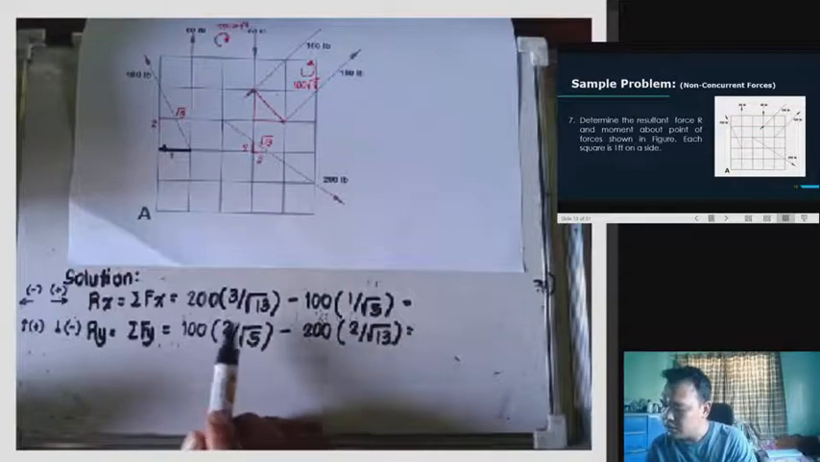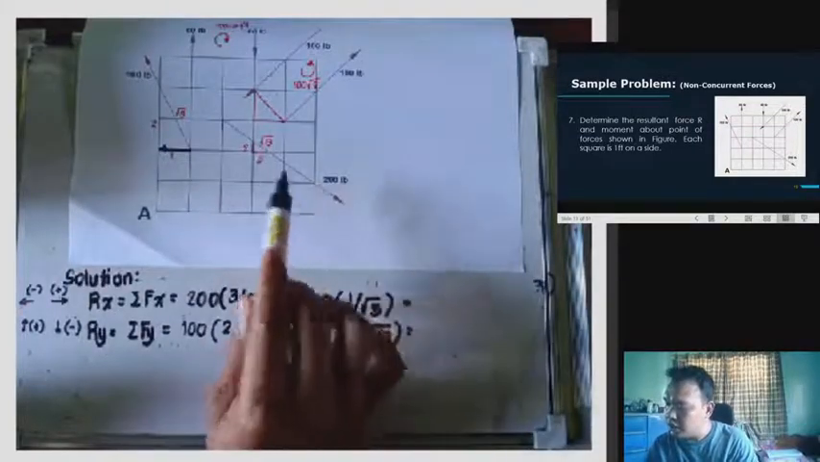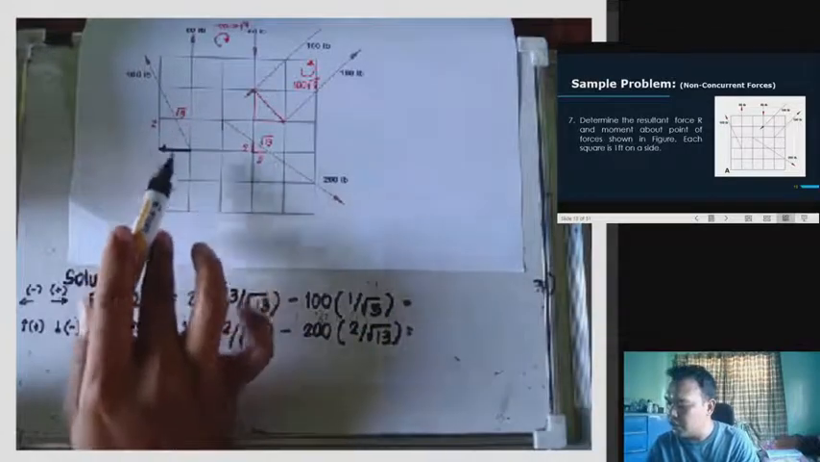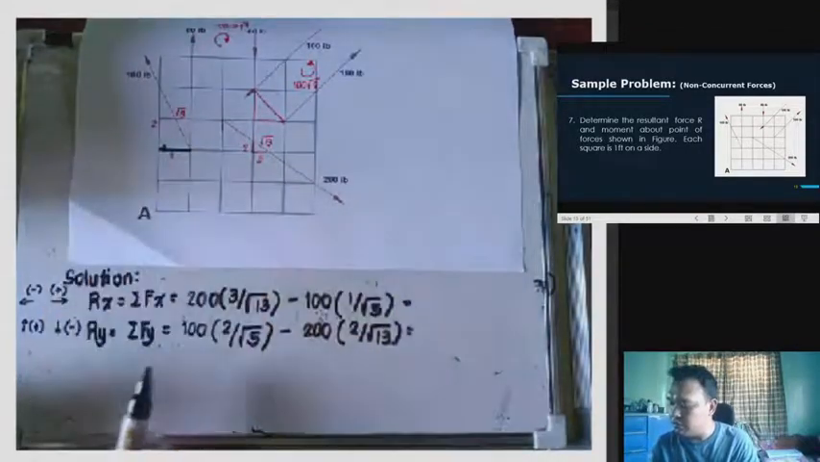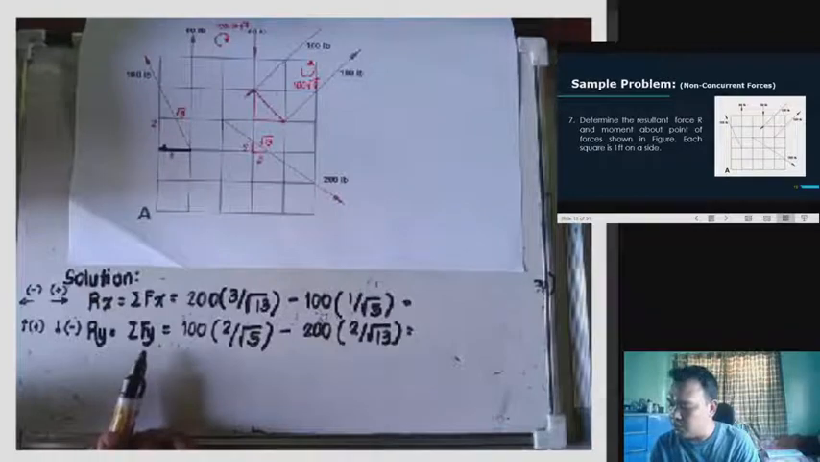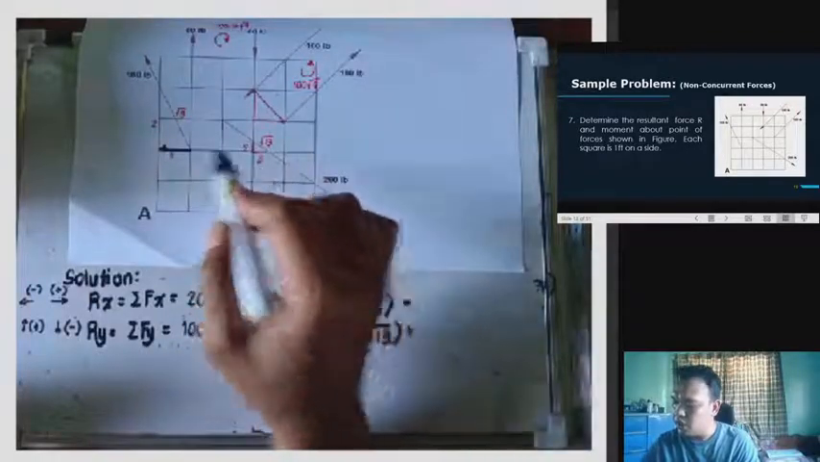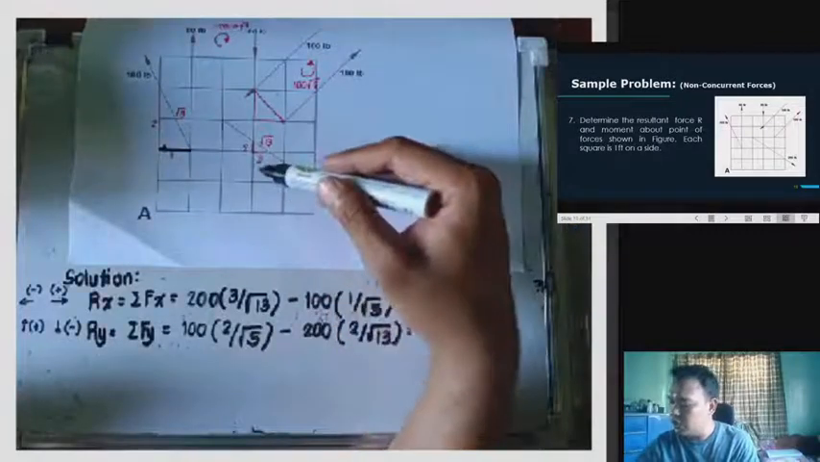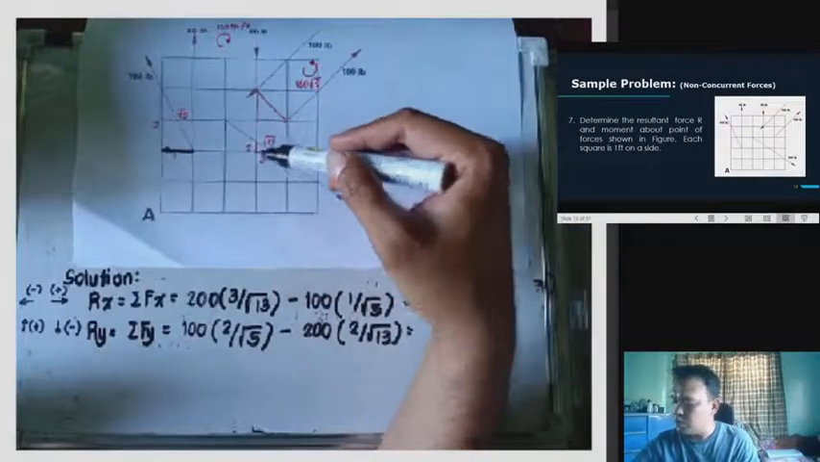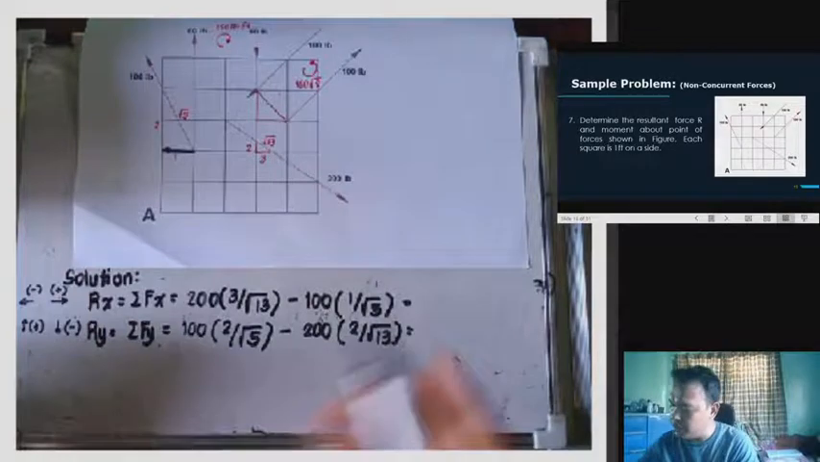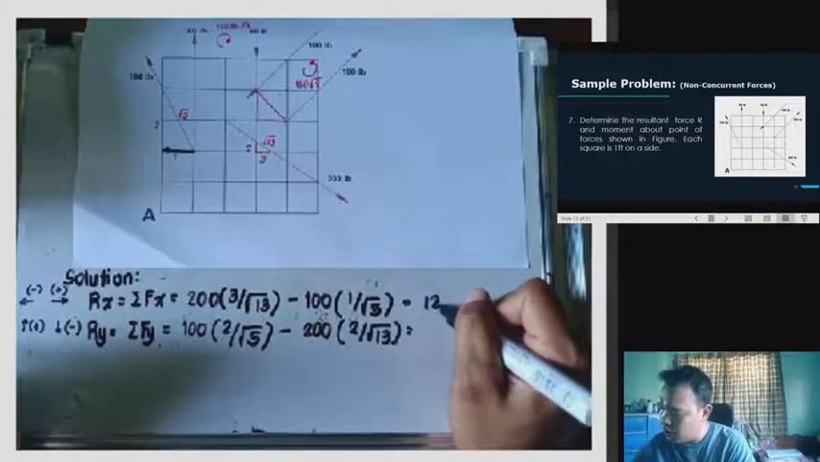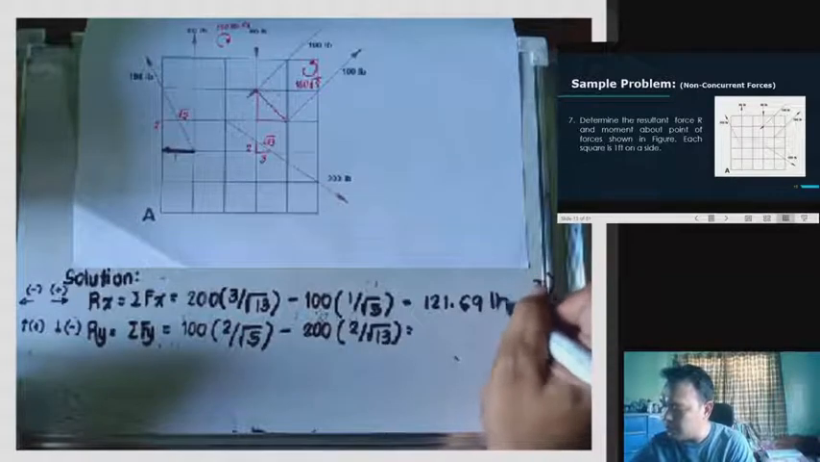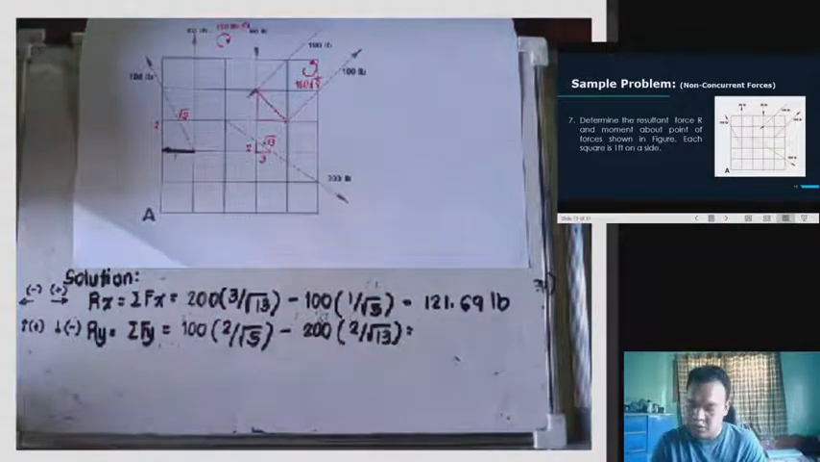Check natin na. 200 times 3 over square root of 13, then 100 times 1 over square root of 5. Dito naman sa Ry natin, yung y component, 100 times 2 over square root of 5, then 200 times 2 over the square root of 13. So we have here 121.69 pounds.